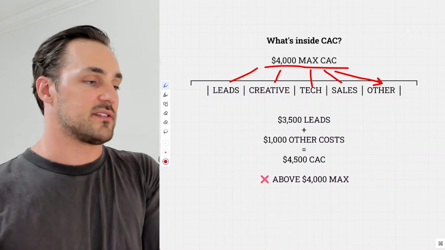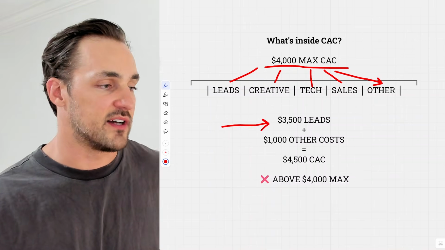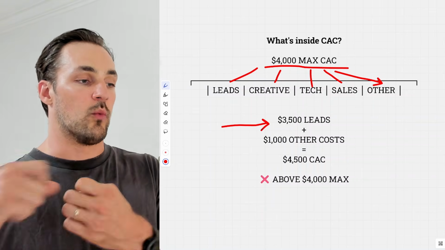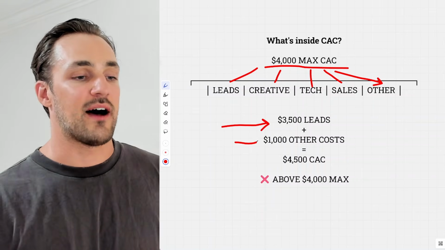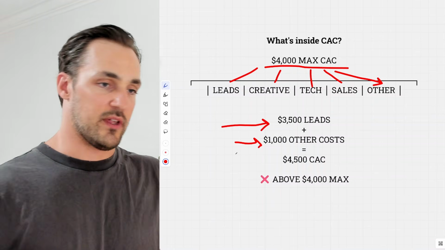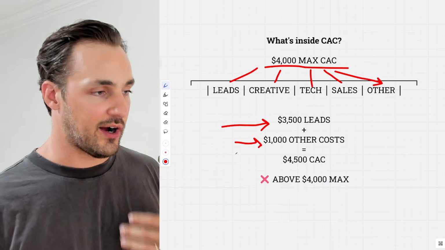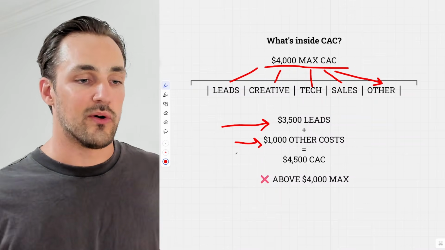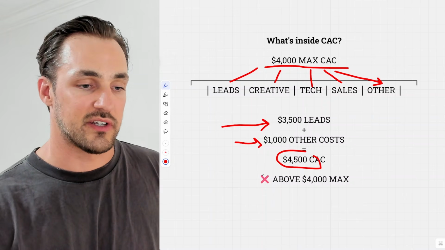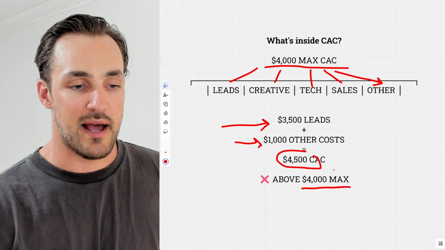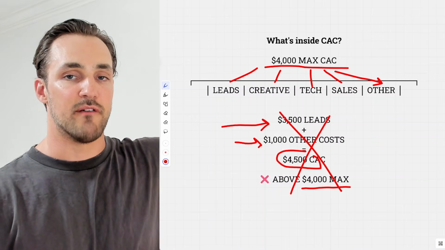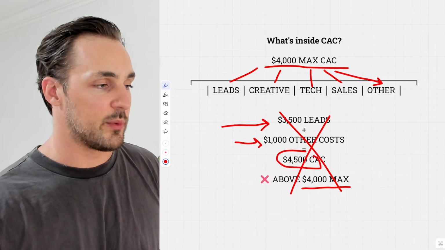that $4,000. So if I have $35,000 in costs generating the leads required to just create one customer and another $1,000 turning those leads into a customer, right? From the creative, the tech, the sales, the other costs, then our total cost to acquire the customer is $4,500. So that's actually above our $4,000 max or our target. So that means that this is just not going to work for us. That puts us above the $4,000 threshold that we just set.